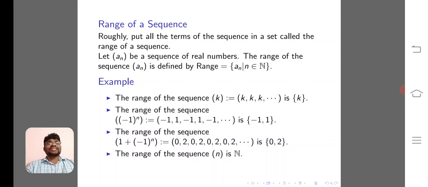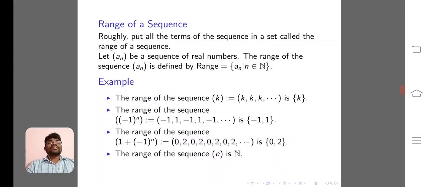Formal definition, let's see. Let (a_n) be a sequence of real numbers. The range of the sequence a_n is defined as range = {a_n : n belongs to N}. Let us see some examples.